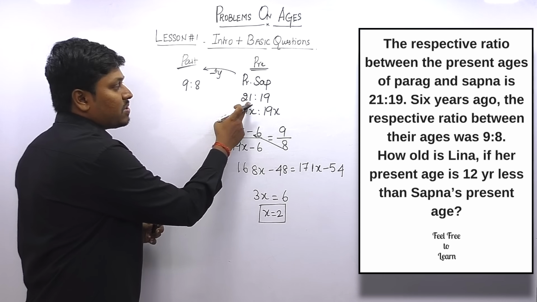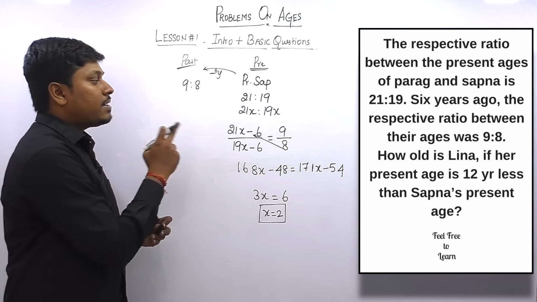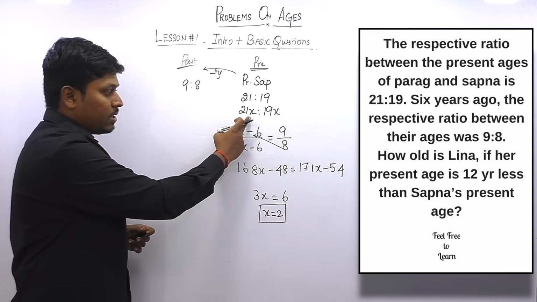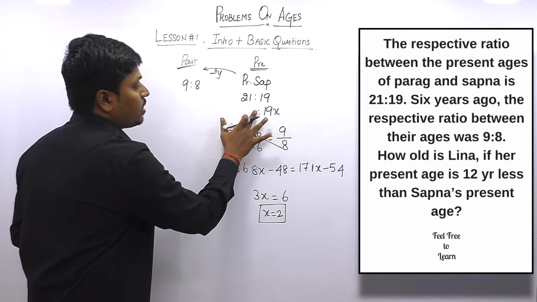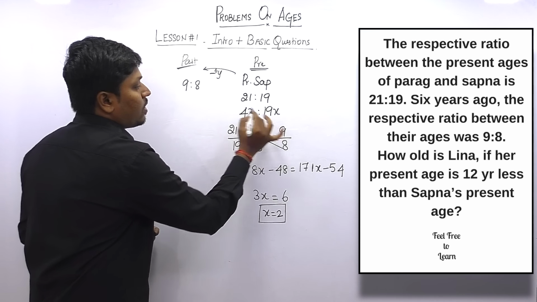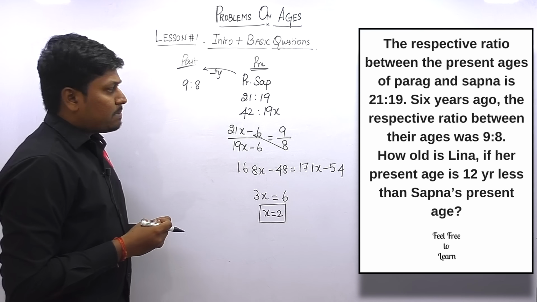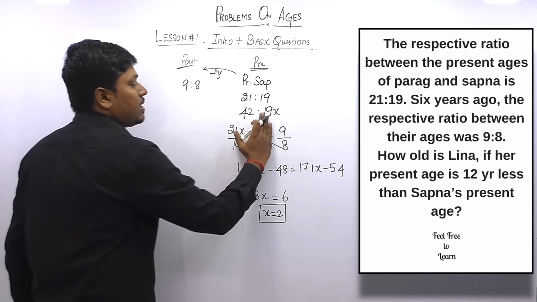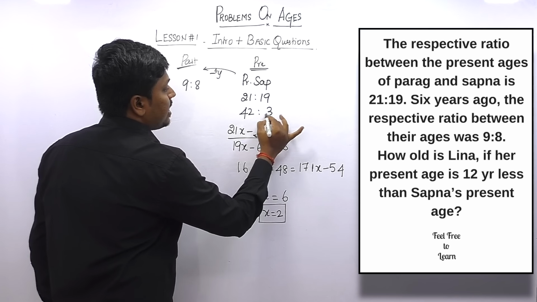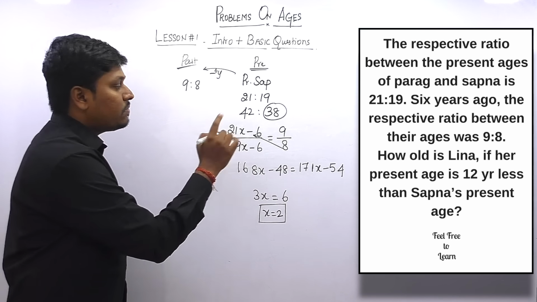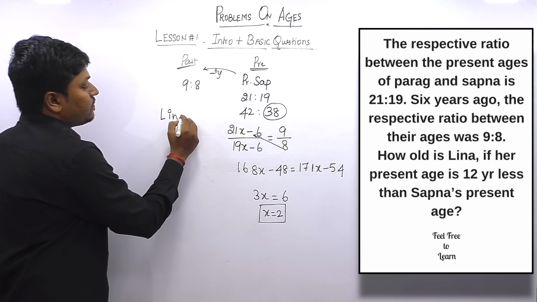So substitute here, because we already know that the ages are in a ratio 21:19, and now we found the value of x is equal to 2. So 21 into 2 will be 42. So 42 will be the age of the person Parag. Second is Sapna, right? It is 19x, so 19 into 2 will be 38. So 38 will be the age of Sapna. Listen here, what is our target? Our target is to find the age of Leena.